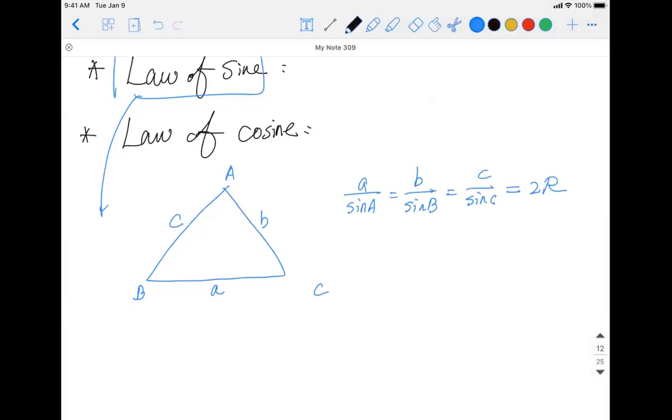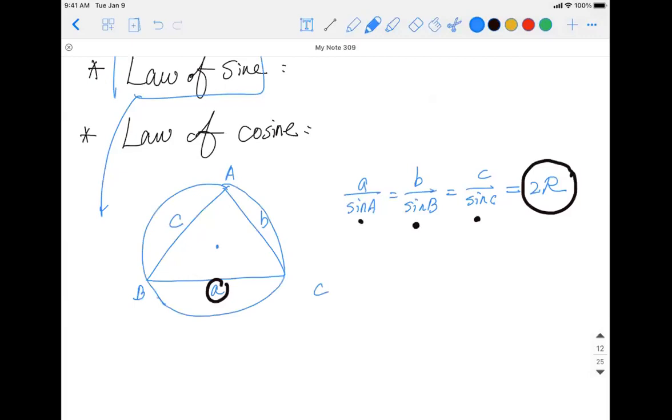Let me see that one more time. So what is the sine law? The sine law says, in any given triangle, A over sine A, where sine is of the opposite angle, equals B over sine B, equals C over sine C, equals 2R. What is 2R? 2R is actually the diameter, twice the radius of the circumcircle of this triangle. This is R, the radius of the circumcircle of this triangle.